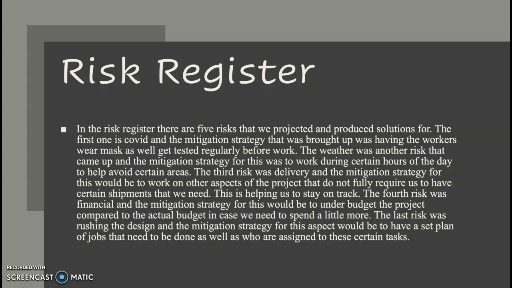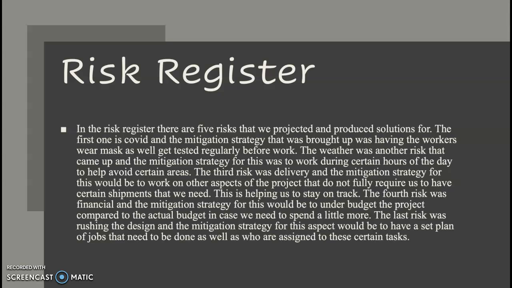The risk register. In the risk register, there are 5 risks that we projected and produced solutions for. The first one is COVID, and the mitigation strategy that was brought up was having the workers wear masks as well as get tested regularly before work. The weather was another risk that came up, and the mitigation strategy for this was to work during certain hours of the day to help avoid certain areas.